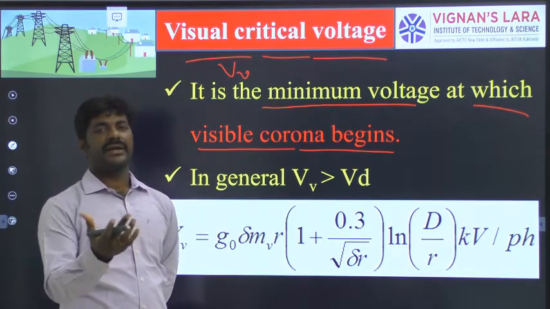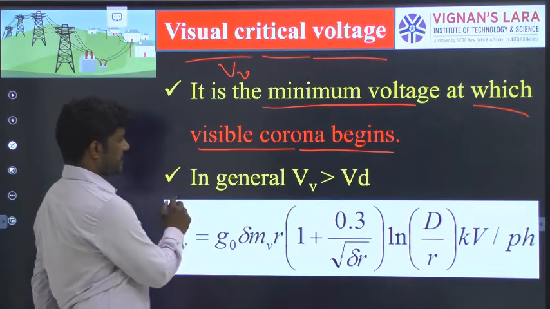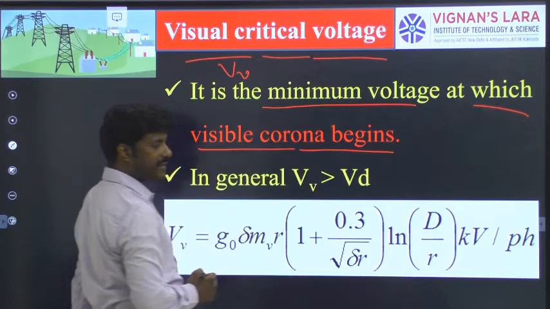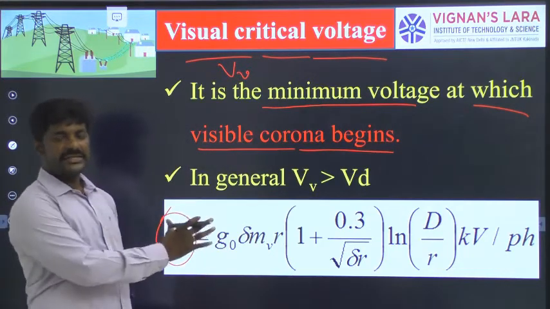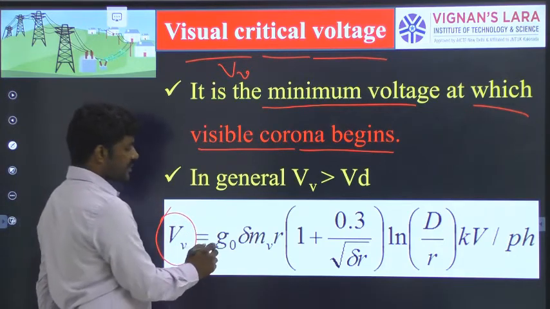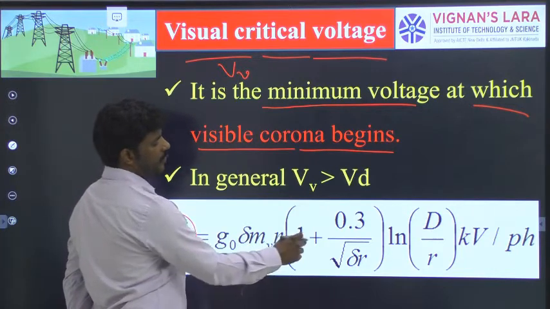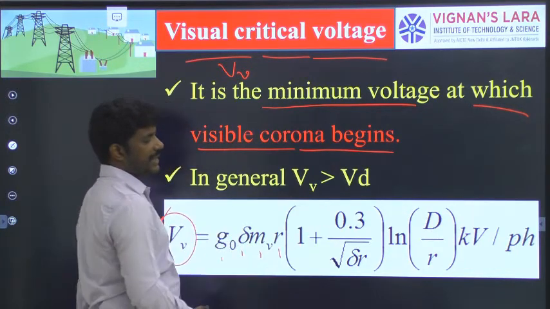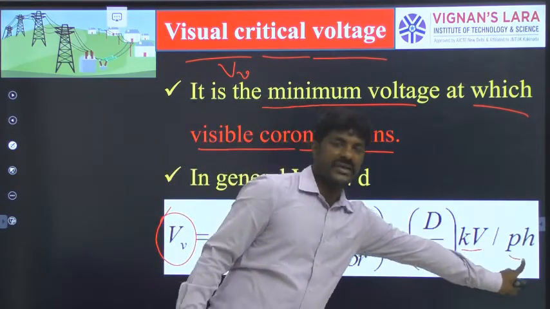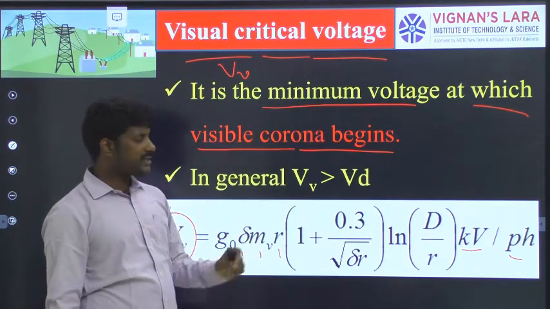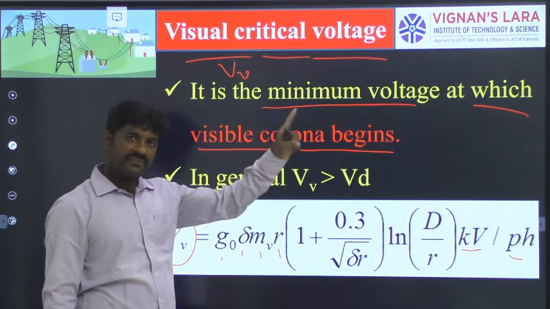Based upon the empirical formula from the experimentation process, the visual critical voltage VV, in general, is greater than VD. The magnitude of that visual critical voltage VV is given by its empirical formula: G naught delta MV R into 1 plus 0.3 by root of delta R, ln of D by R, whose unit is kV per phase. It is defined in kV similar to VD, and in per phase quantities.